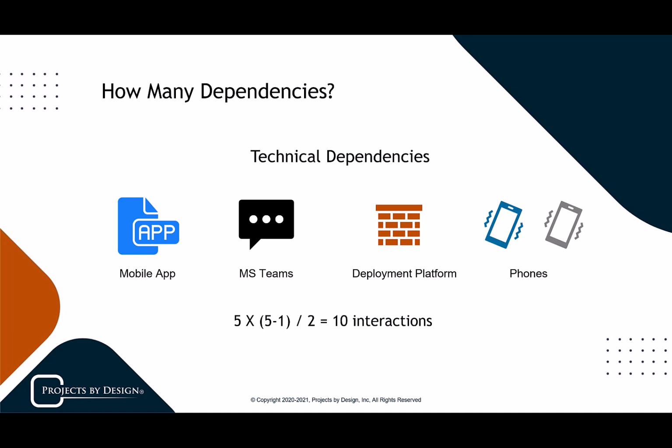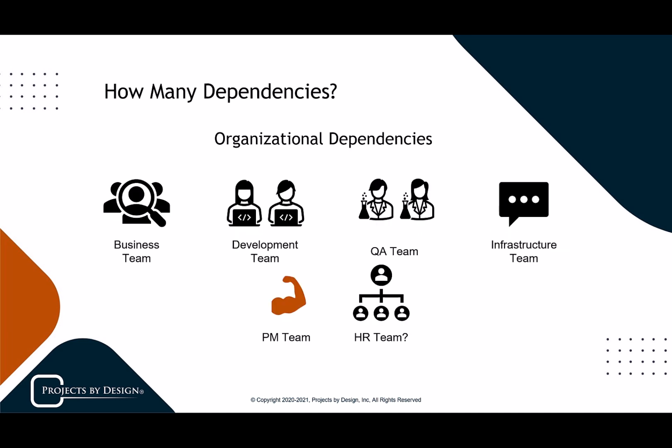Let's talk about the organizational dependencies. This is what I came up with. So the business team are the voice of the customer, right? The development team, the QA team, the infrastructure team, the HR team. Why would the HR team be involved? It's a BYOD policy, right? Who sets those policies? Cell phone. Yeah. And of course, the PM team, right? We're all going to be involved with this. So where are the dependencies?